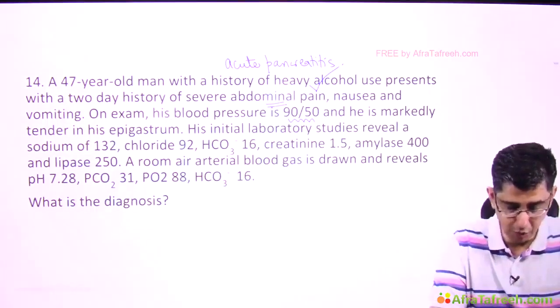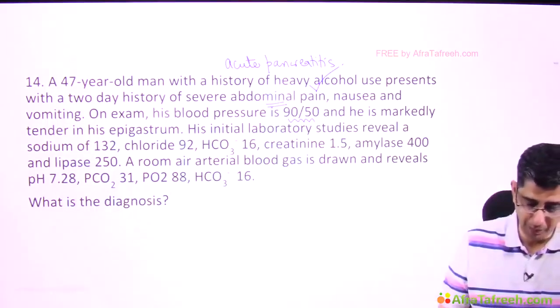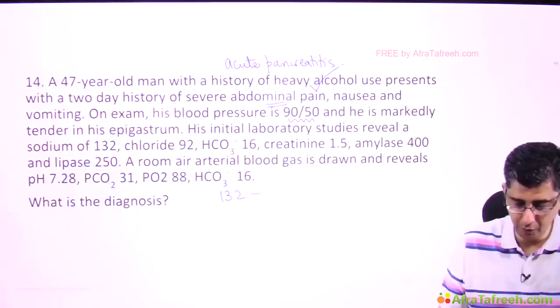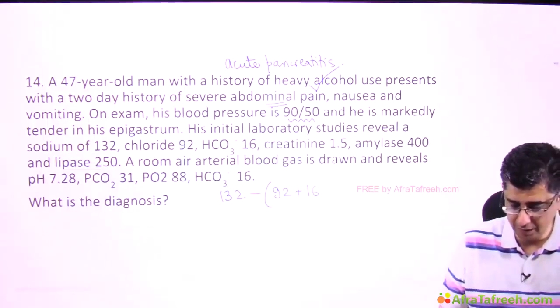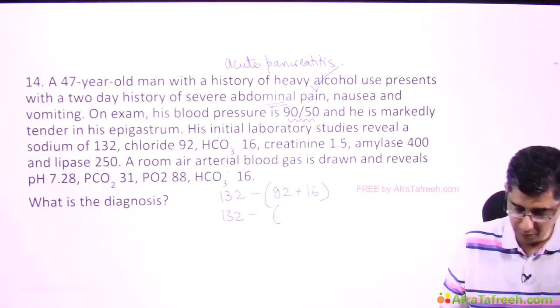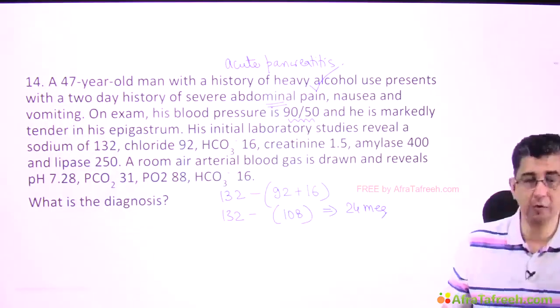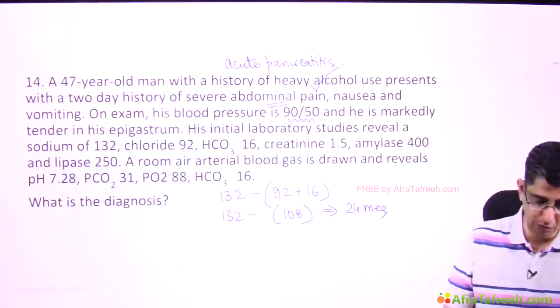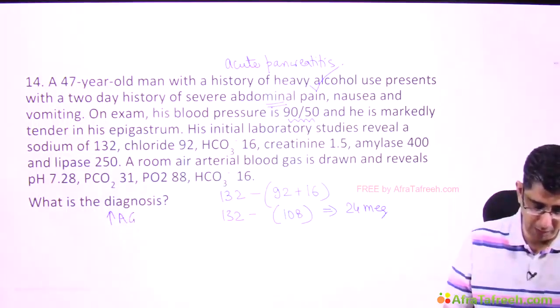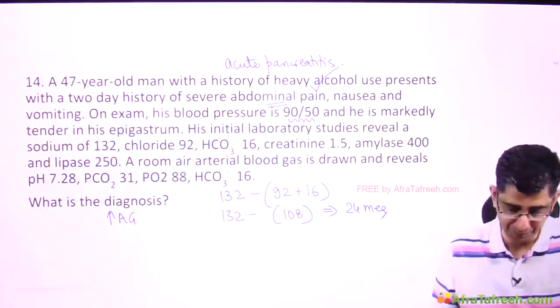The laboratory studies show a sodium of 132, a chloride of 92 and a bicarbonate of 16. Whenever you read information like that, you should quickly evaluate the anion gap of the patient. This would be approximately 24 milliequivalents and the normal is about 10 milliequivalents. So this guy has an increased anion gap, much more than the normal value of 10.